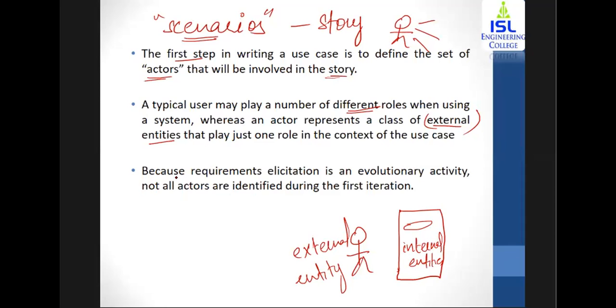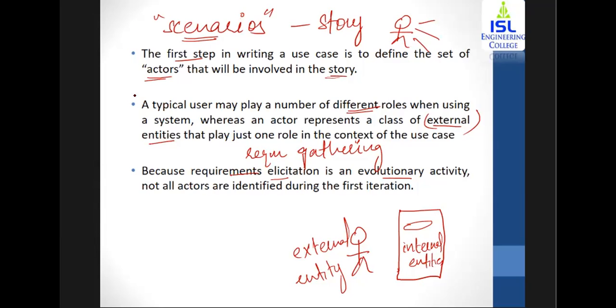The next point is, because requirement elicitation is an evolutionary process. Now, what is requirement elicitation? Elicitation means requirement gathering. When you're gathering requirements, you're not going to capture all the requirements in one step. Within one go, you cannot capture all the requirements. So you're going to gather them in a stepwise fashion. Within one phase, you might discover a few requirements. Within the second, you can uncover a few more requirements or sub requirements or sub functionalities.